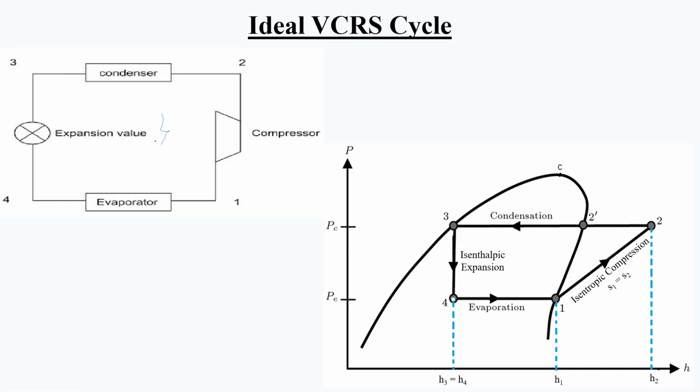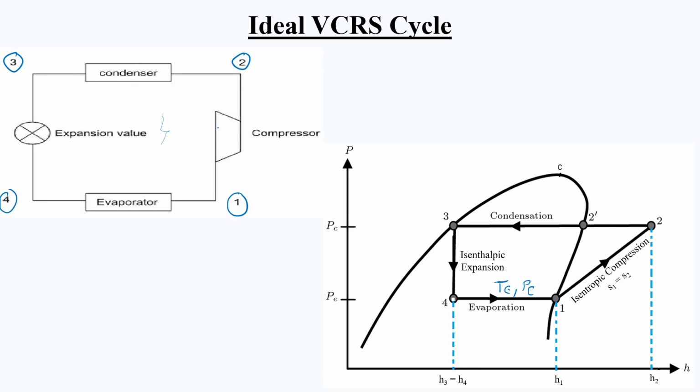You can see here the important components of a simple saturated or ideal VCRS: a compressor, a condenser, an evaporator, and an expansion valve. Before entering the compressor, the refrigerant coming out of the evaporator will be simply saturated vapor, as represented on the curve shown here, at a temperature equivalent to the evaporator temperature, or at a pressure equivalent to the pressure of the evaporator.